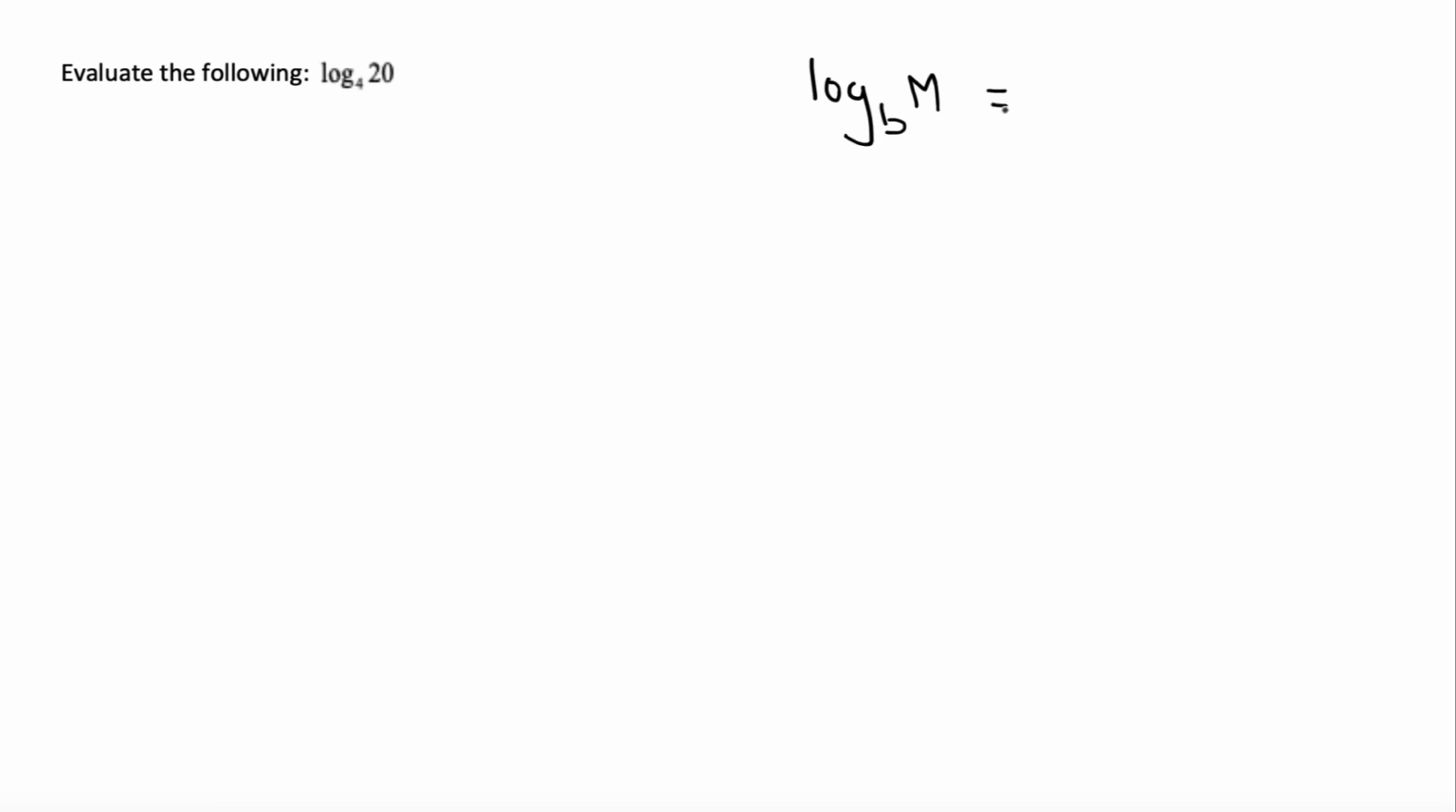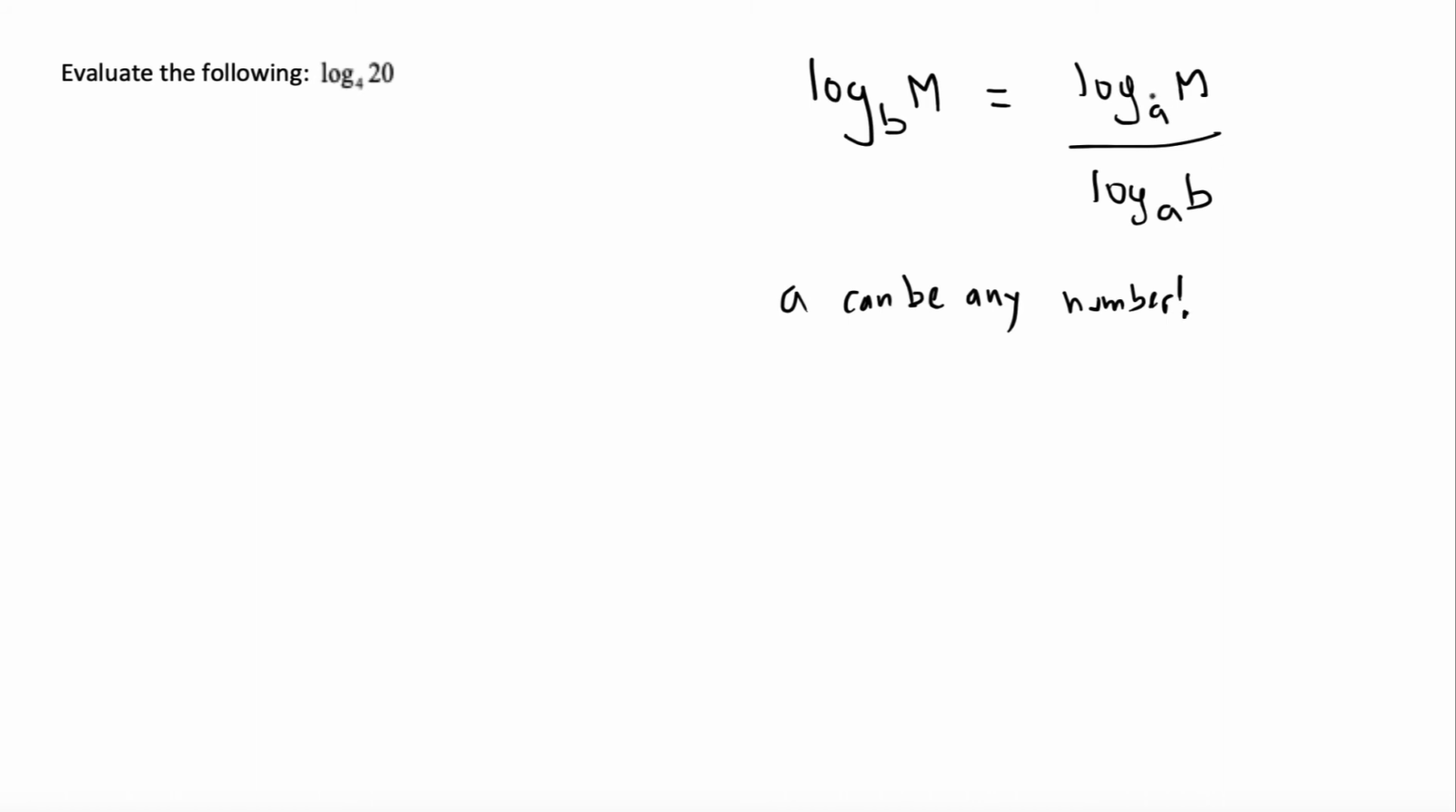And what does this say? It says that we can actually convert these. I'm going to use a different letter here: log base a of m over log base a of b. And it turns out that a can be any number, which means that we can convert these into a log base 10, or into a natural log, the log base e.